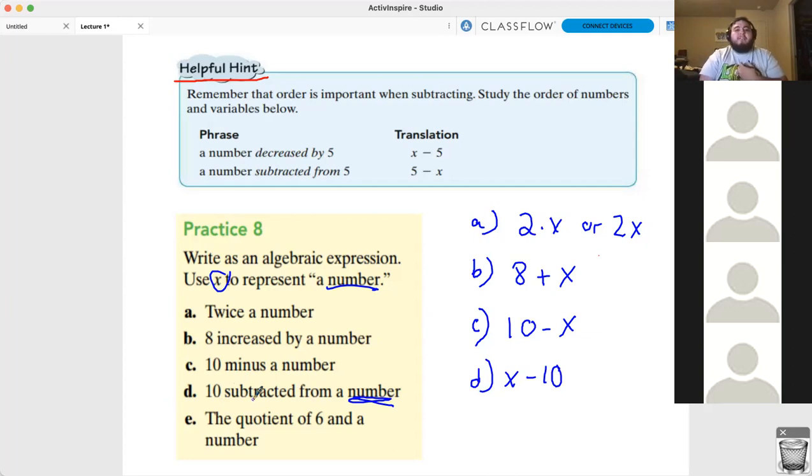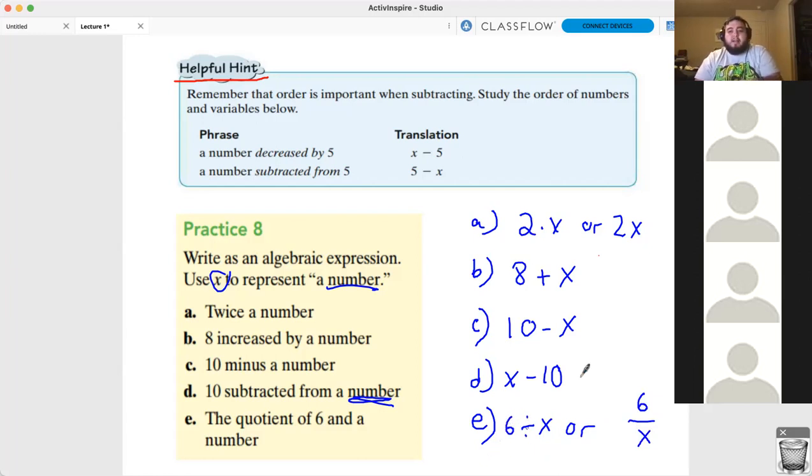Now the last one, E. The quotient of 6 and a number. How would you write this? Oh, sorry, you can go first. 6 divided by x. If I wanted to write it as a fraction, what will go on top and what will go on bottom? Would it be x over 6? Great question. I heard x over 6. Actually, no, it would be 6 over x. 6, or whatever goes first, will go on top.